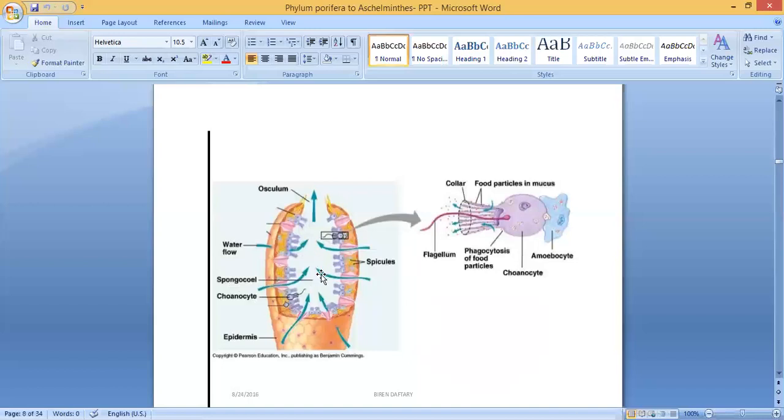And this is a body cavity. This body cavity is known as spongocoel. And here you can see the water flow. This I already explained. This is the structure of choanocyte: flagellum, collar, phagocytosis of food particles in mucus, choanocyte, amoebocyte. Clear?